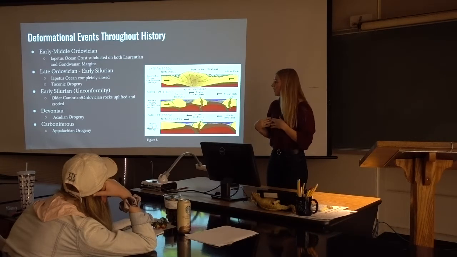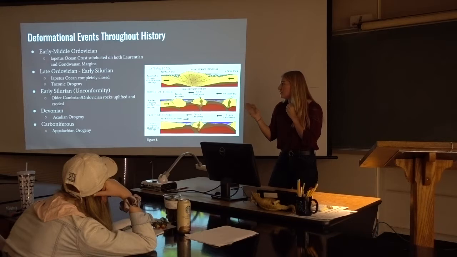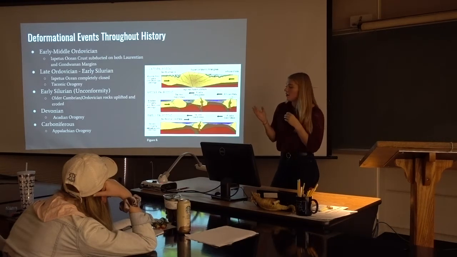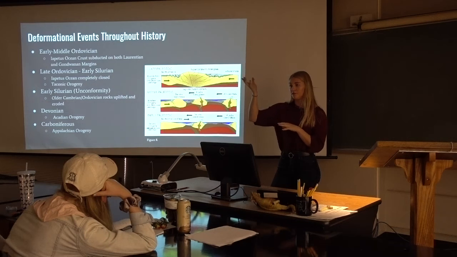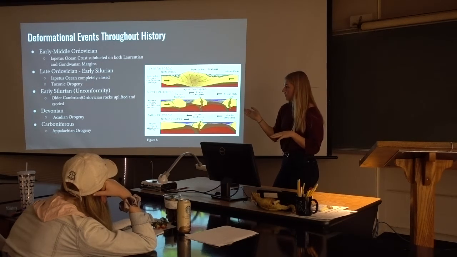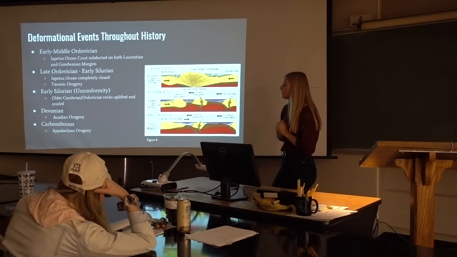And then in the early Silurian, this is the unconformity that we see in the Notre Dame subzone. Older Cambrian and Ordovician rocks were uplifted and eroded, so those were exposed, and that created that sub-Silurian unconformity that we can see today. And in the Devonian, there's the Acadian orogeny.